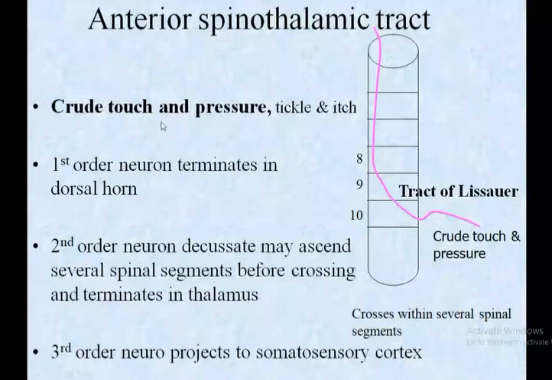First order neuron terminates in the dorsal horn like the lateral spinothalamic tract. Then the second order neuron decussates and may ascend several spinal segments. Like in the case of the lateral spinothalamic tract, the decussation was right at the same spinal segment. Okay, but here this decussation occurs continuously and it also ascends subsequently.